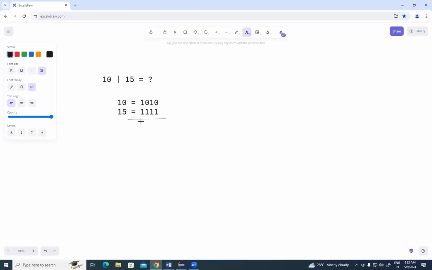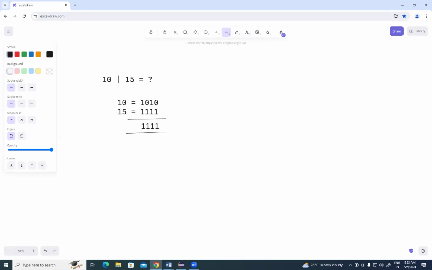So the result is 1, 1, 1, 1. Why am I not getting 0 in this? There is no 0. We don't have corresponding bits as 0. Am I right or not? Yes. Because we don't have any corresponding bits as 0, all the answers are 1.